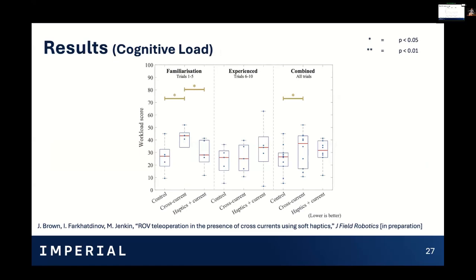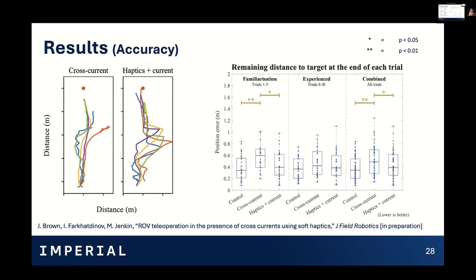So I'm going to fly through the results quickly because I've got some other stuff I want to talk about. But the cognitive load, we can see that there's an improvement in this familiarization phase, but not once participants were already familiar and already experienced with using the robot. And we get a similar story for accuracy as well. There's a statistically significant improvement at the beginning of the study where participants are novices, but not later on when they already know what they're doing.